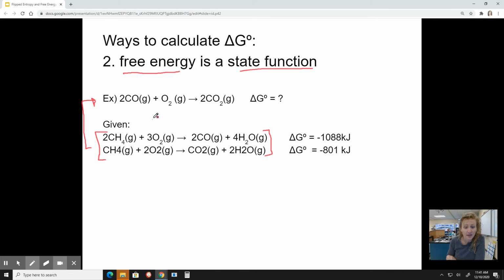All right, so like the other ones, we basically just have to look for what we want and then flip and multiply reactions to get that. So I'm just gonna go molecule by molecule by molecule. The first molecule is carbon monoxide, and I'm gonna look through these reactions to see where I find carbon monoxide. And the only way I see it is there.